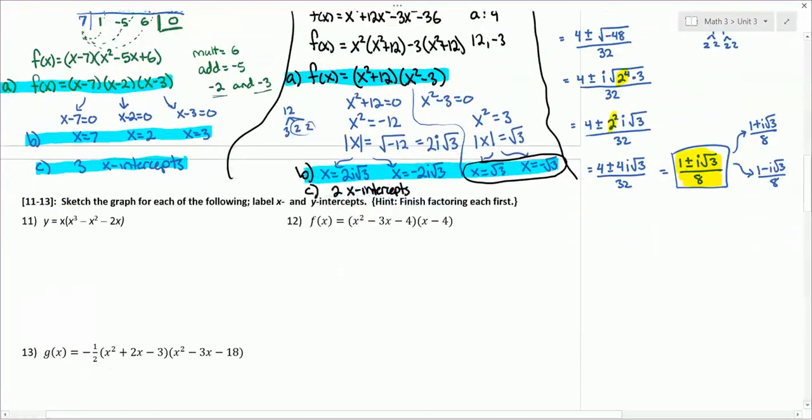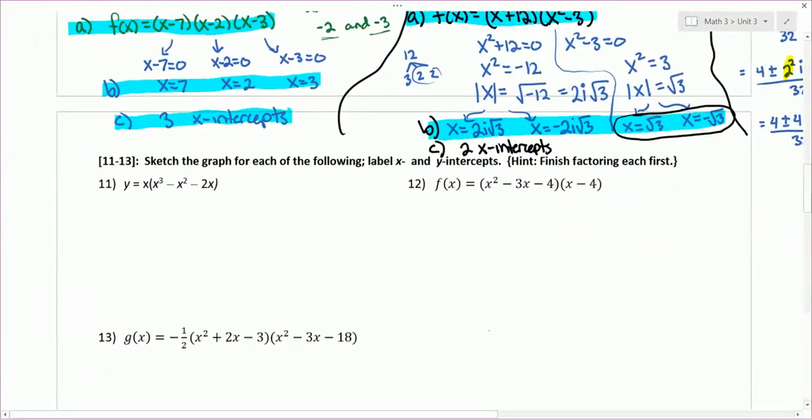All right, on to 11. 11 says to sketch the graph for each of the following. Label the x and y intercepts. Hint, finish factoring each first. Okay, so on 11, we're going to finish factoring.